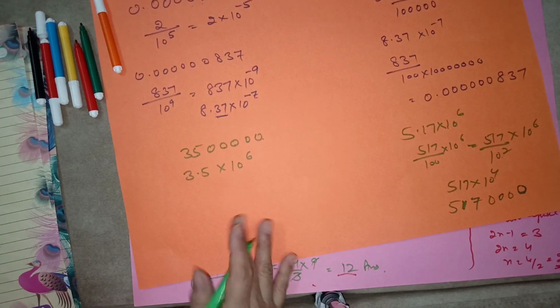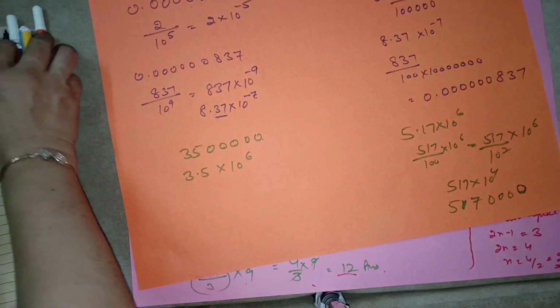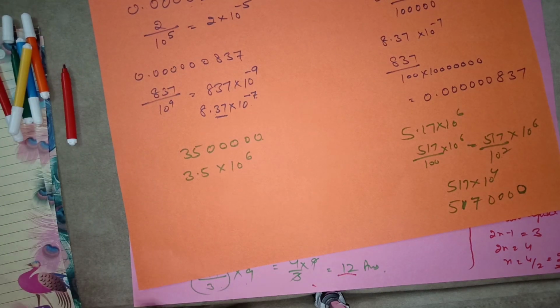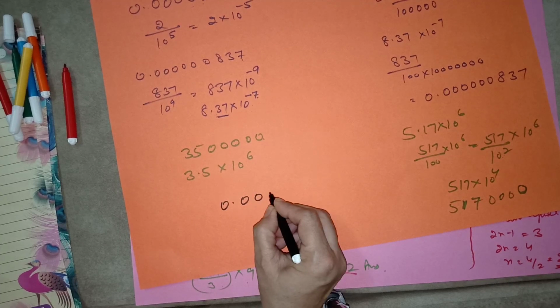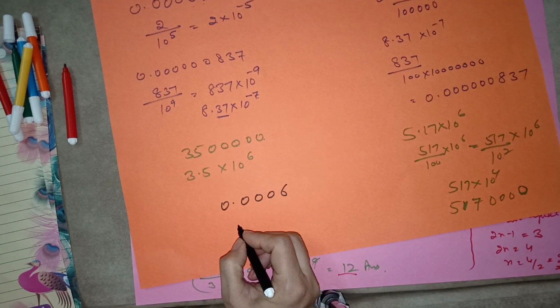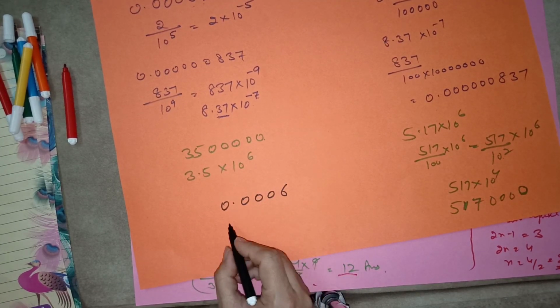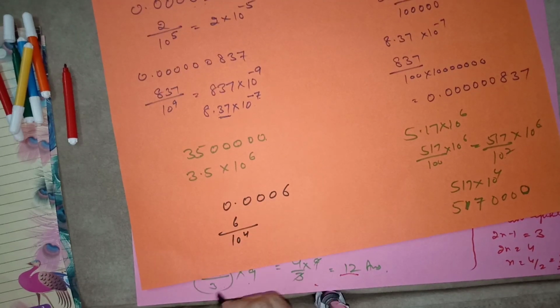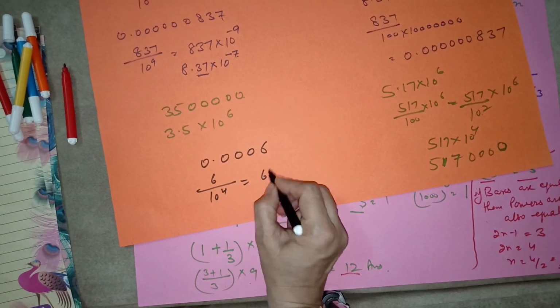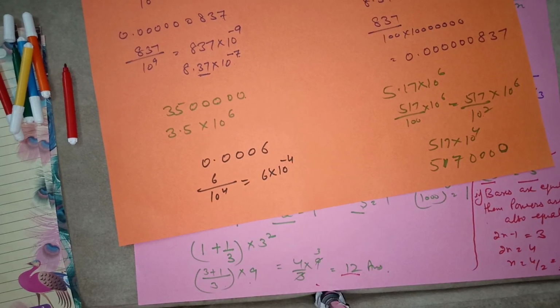One more I can take. If it is given in the form of 0.0006 and I want to convert in the standard form. How it is? 6, 1 2 3 4, 10 is to power 4. It can be written 6 multiply 10 is to power minus 4. Easy, children, I think so, no doubt.